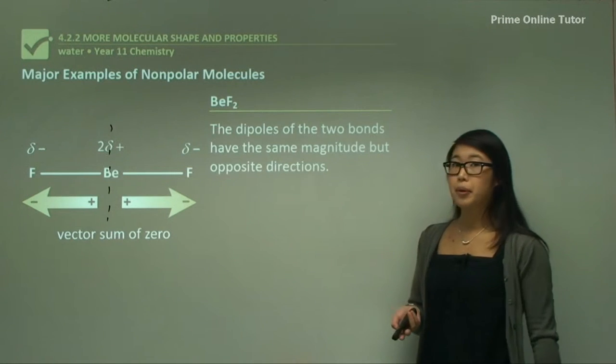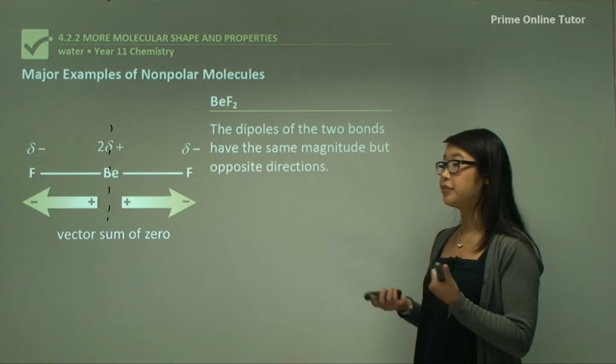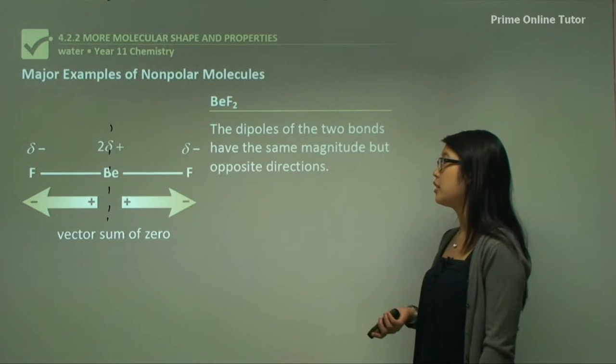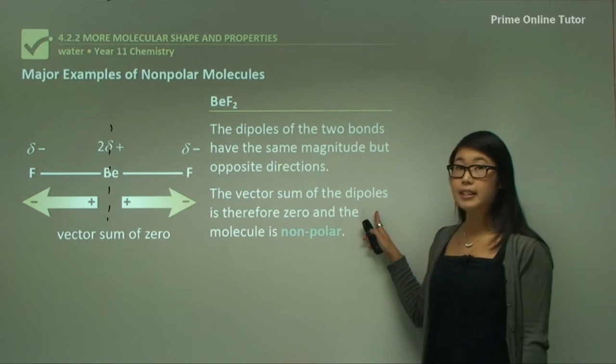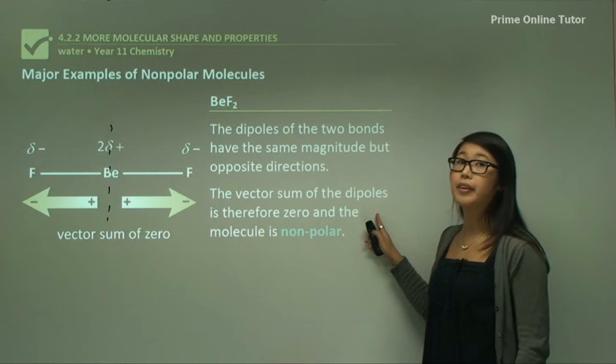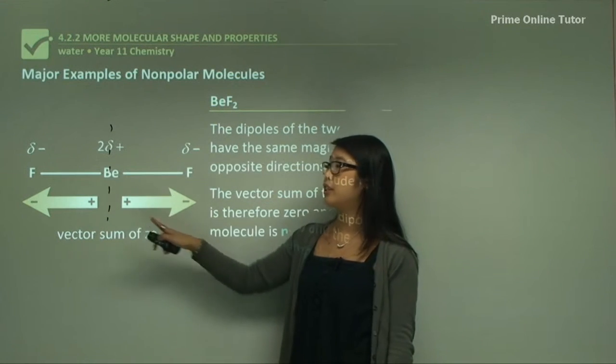Because there's two dipoles, but they're of the same magnitude but in opposite directions, they're going to cancel out. So when we add the two arrows together, the vector sum is going to add to 0, and therefore the whole molecule is not polar because they're pulling in opposite directions by the same amount.